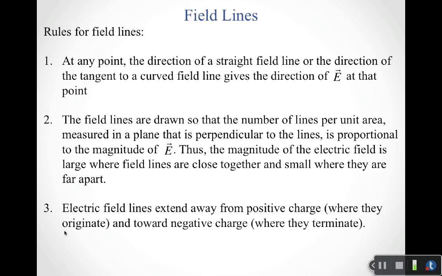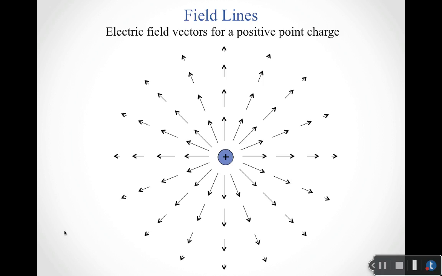And then lastly, electric field lines extend away from positive charge and towards negative charge. Another way to think about this is that electric field lines originate at positive charges and terminate at negative charges. So how do we use these rules then?